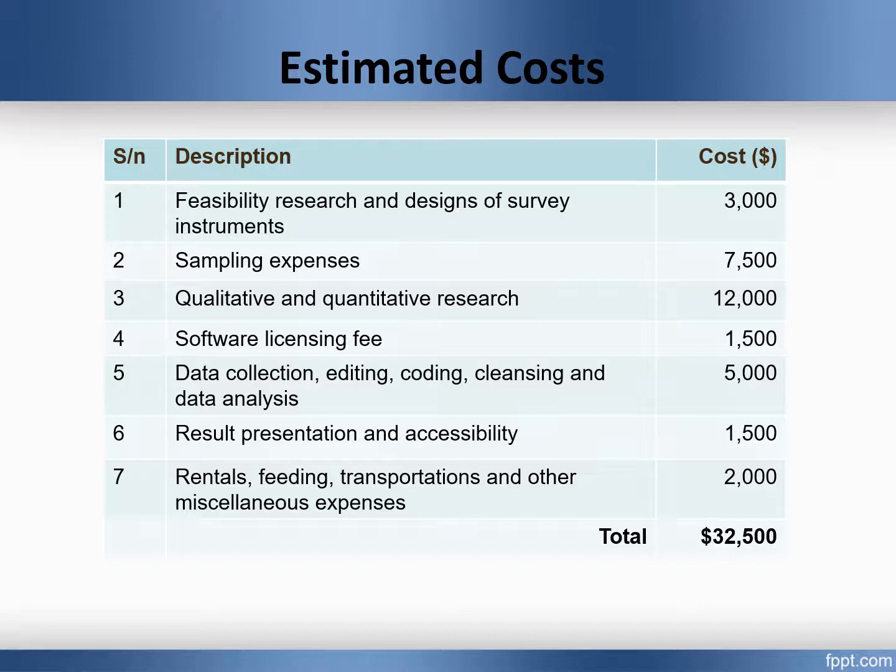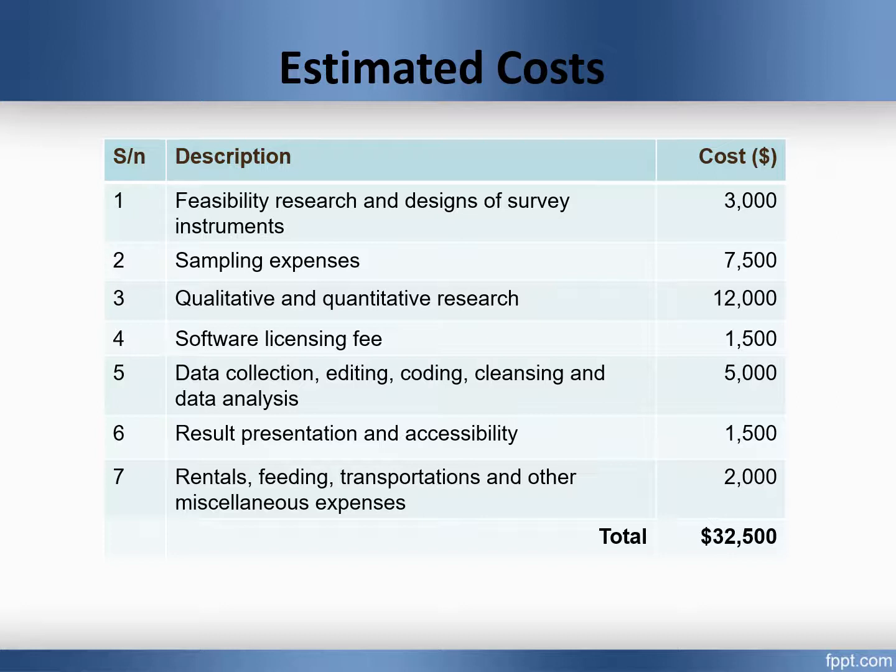Estimated cost. For the estimated cost, we look at $32,500, with breakdowns. The feasibility research and design of survey instruments is $3,000. Sampling expenses, we incur $7,500. Qualitative and quantitative research is going to take $12,000. Software licensing fee and subscription, $1,500.